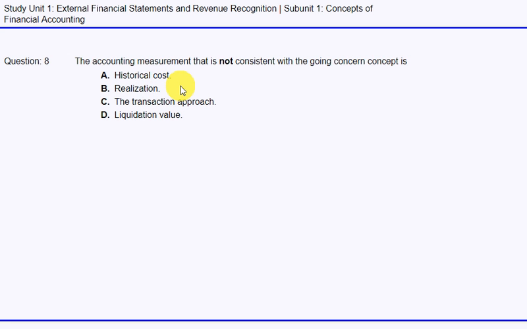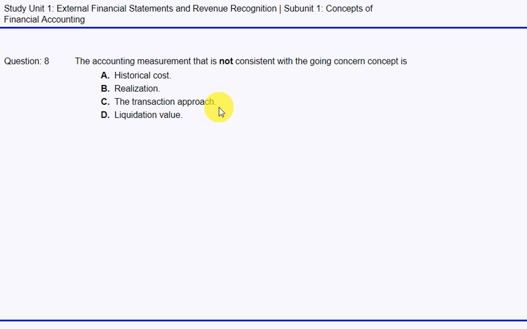Realization, income that has been realized, earned and received or receivable will be reported. This goes fine with the going concern assumption. The transaction approach, every business transaction that results in change in assets and liabilities has to be recorded, irrespective of whether the business is a going concern or not.